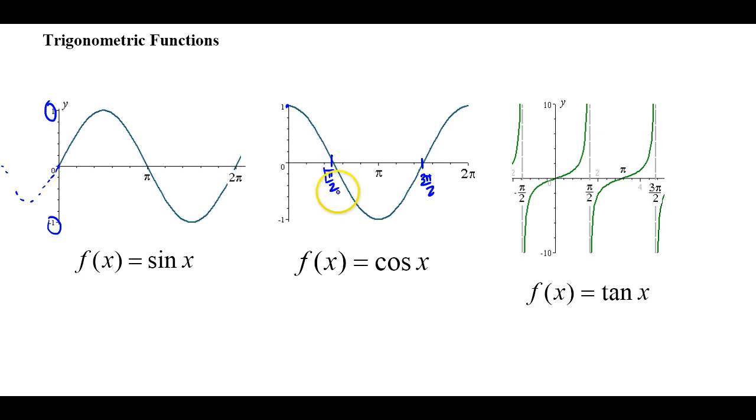So 1/2 pi, 3/2 pi. It's going to go back over here and cross down at 5/2 pi. Those are the different x-intercepts of the cosine function. Tangent function is completely different.